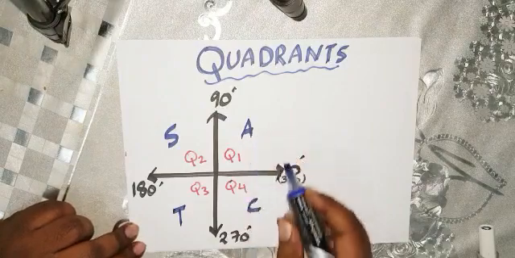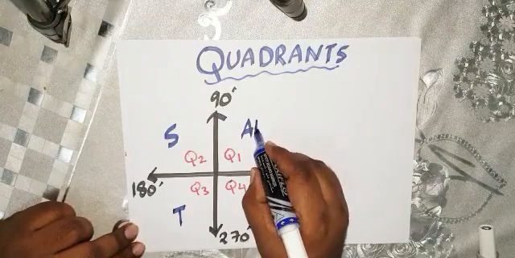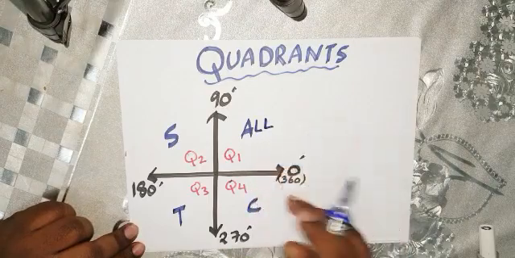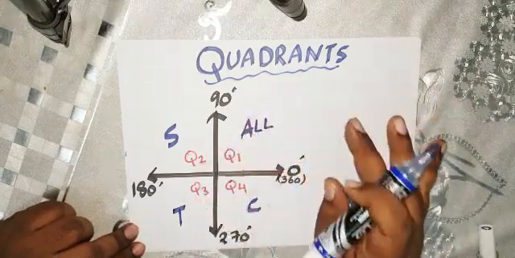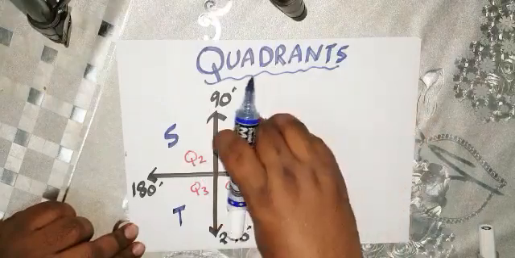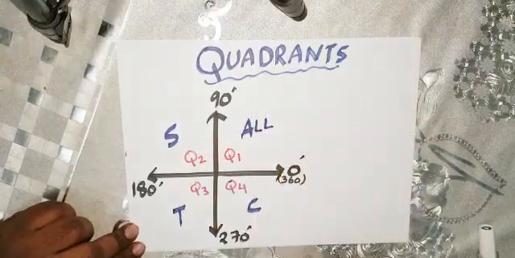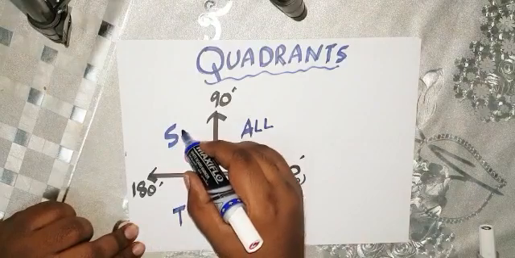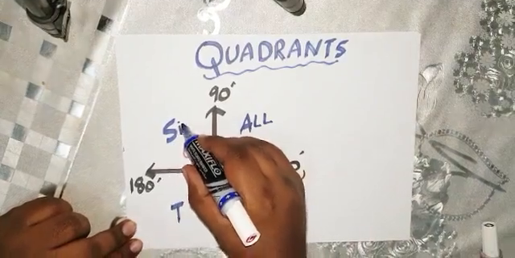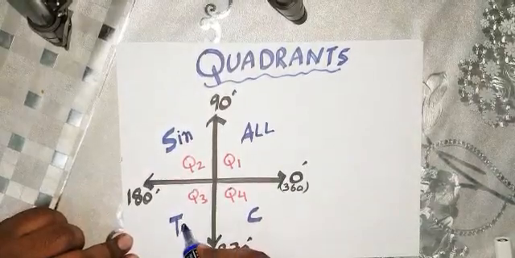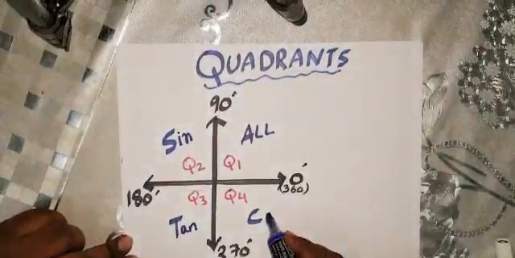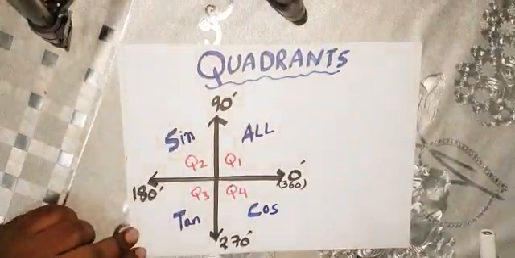So what does A represent? A represents that this area belongs to all 6 trigonometric functions. So this is a common area for all of them. Sine, cosine, tan, all of them are positive in this region. The second quadrant belongs to sine. The third quadrant belongs to tan. And the fourth quadrant belongs to cosine.